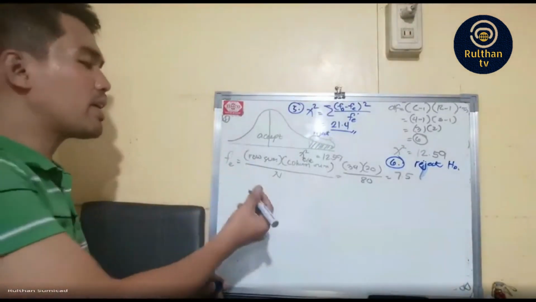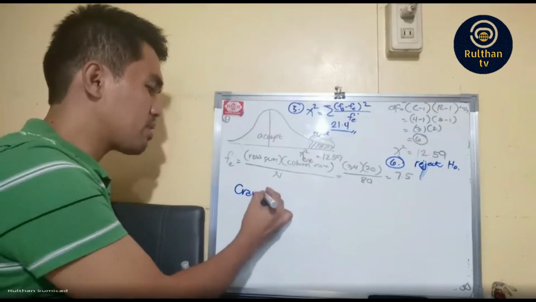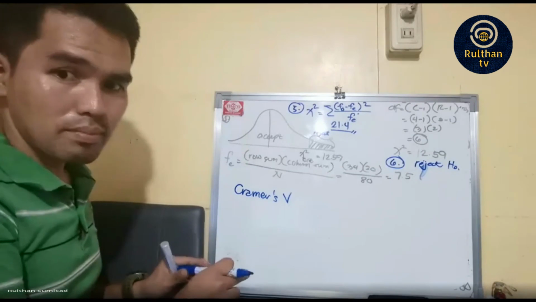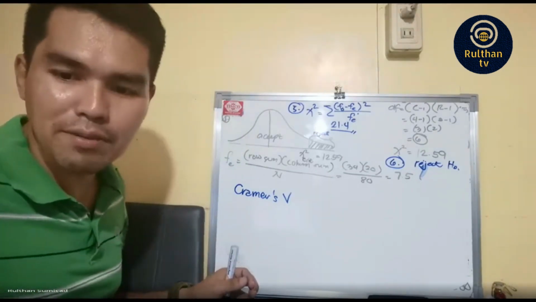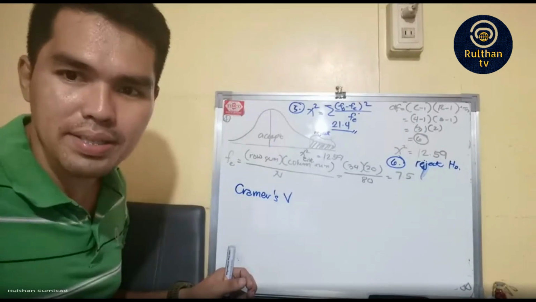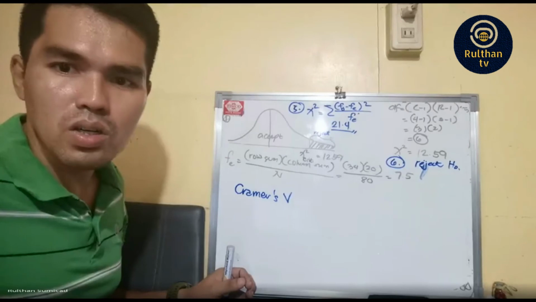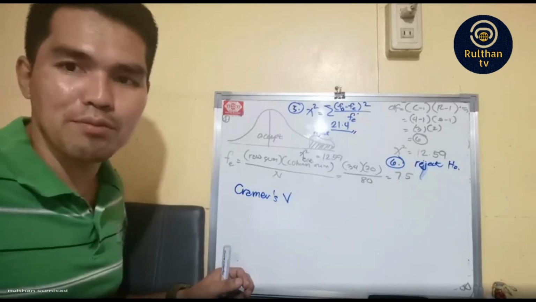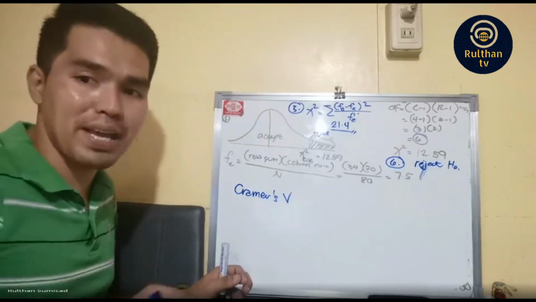So the degree of association using Cramer's V, or also known as Cramer's phi. Let me check first the term. Cramer's phi and the contingency coefficient. Okay, Cramer's phi or Cramer's V.